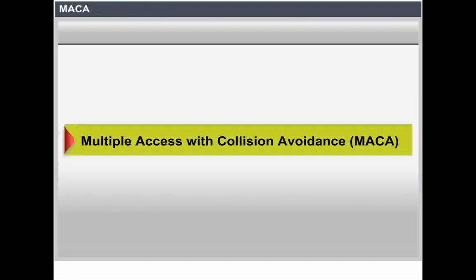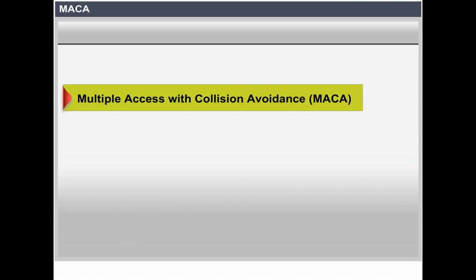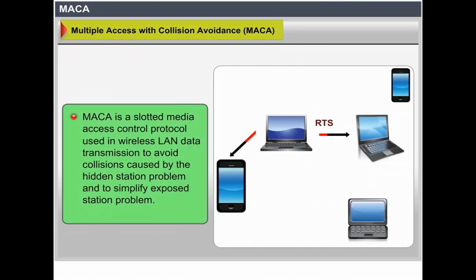Multiple access with collision avoidance, MACA. MACA is a slotted media access control protocol used in wireless LAN data transmission to avoid collisions caused by the hidden station problem and to simplify the exposed station problem.